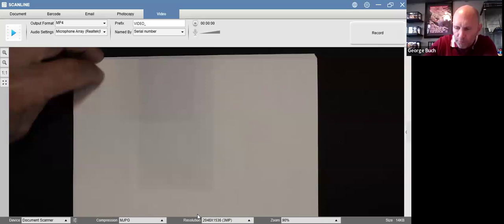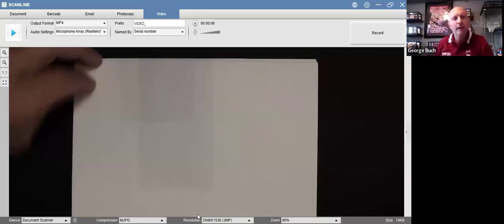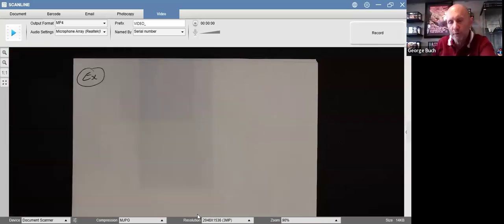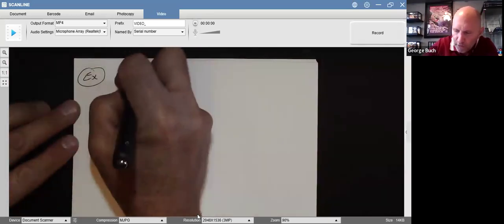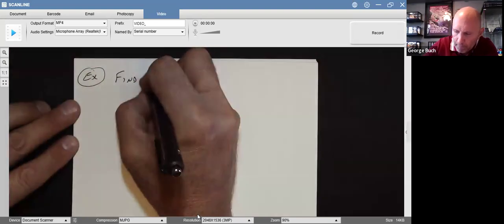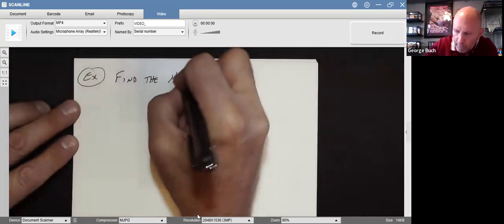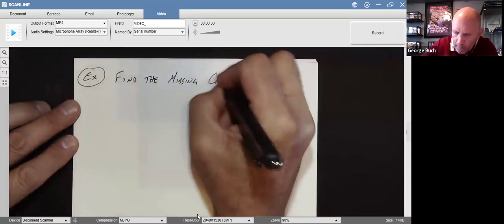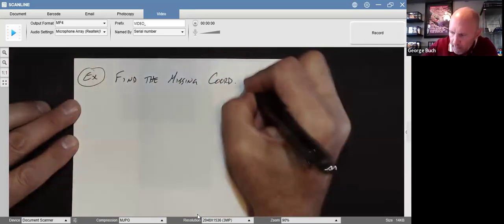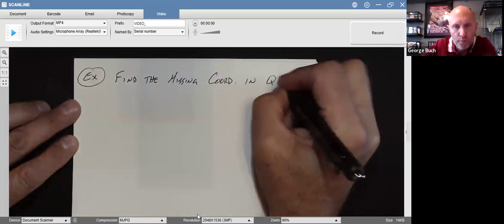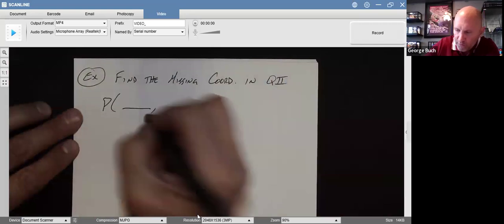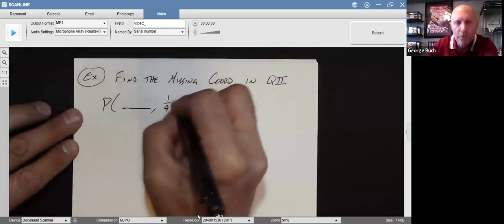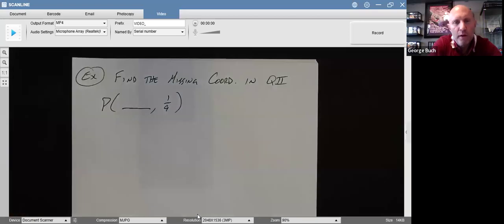All right, so the first example we have, the first type of problem you will need to know how to do for your homework and our in-class assignments is something that looks like this. Find the missing coordinate, in this case, let's say quadrant 2. You're given a point, the x value is missing, but the y value is given to us as 1/9. So how do we figure these out?